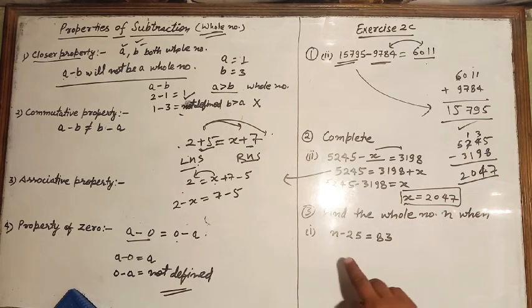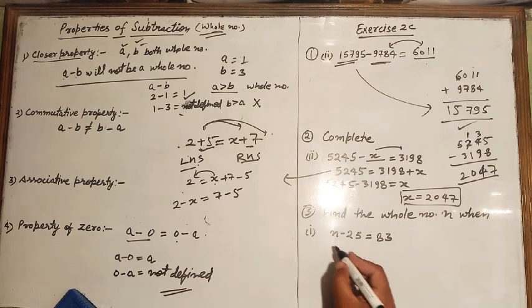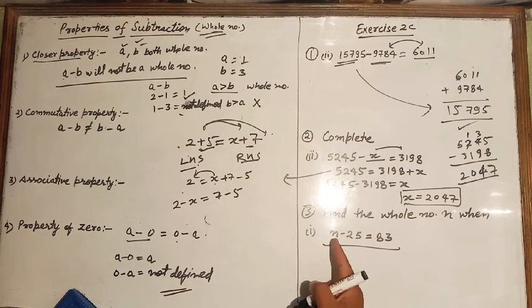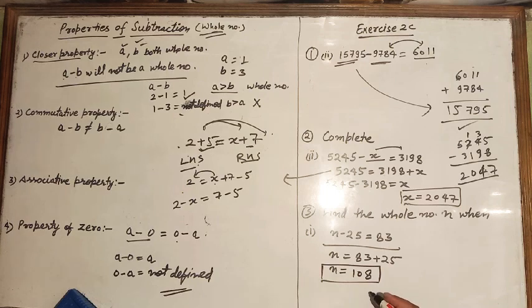Now come to question number 3. Find the whole number when the condition is given. The same way you can do it. If you understood this one, this you can do. See here, the variable is n, so n we will keep here. Minus 25, when we send it here, it will become plus 25. So we will write it as 83 plus 25. What will be the value of n? 5 plus 3, 8, and 8 plus 2, 10. So the value of n will be 108. Like this we can solve all other questions of exercise 2C.